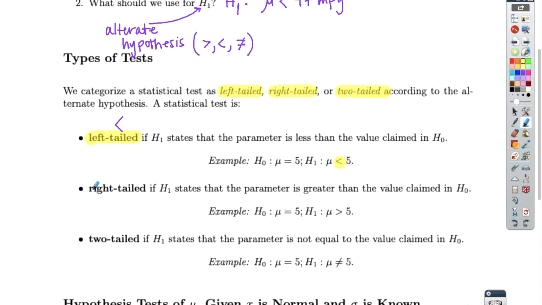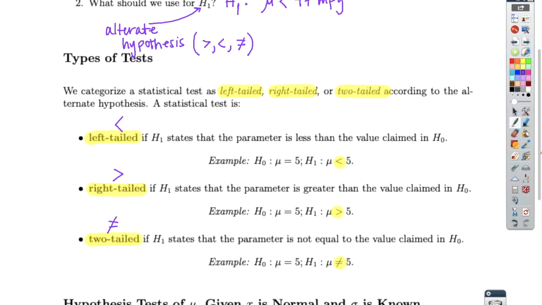Right-tailed goes with greater than. So right-tailed goes with greater than. We're saying that we think our mean is larger, so it's on the right. And then lastly, two-tailed is that not equal to. If you see a not equal to symbol, that's a two-tailed test.